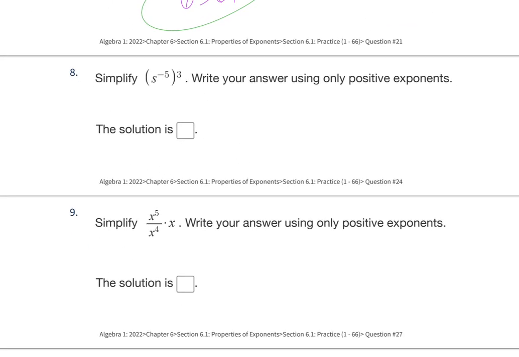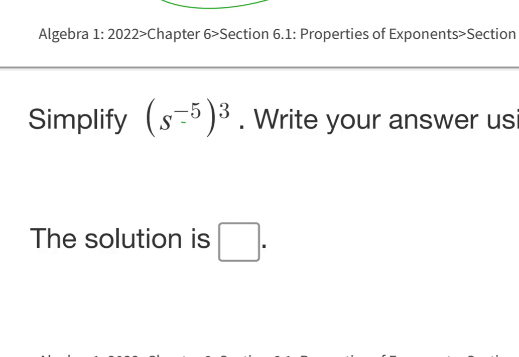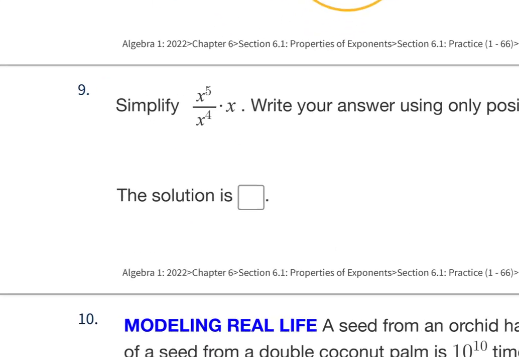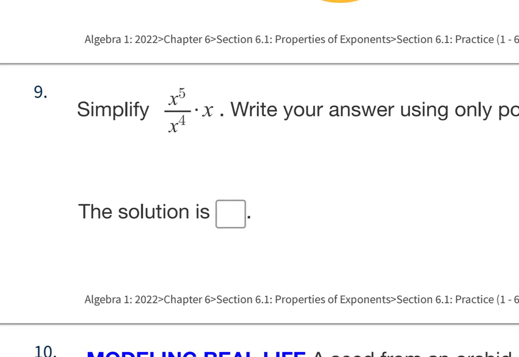Number 8, you have a power being raised to a power. And so what that does is the exponent on S is now -5 times 3, which is -15. So this is going to be 1 over S to the 15th. That's it. Number 9, simplify.